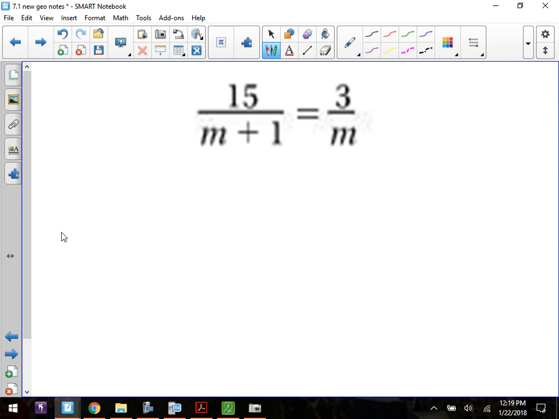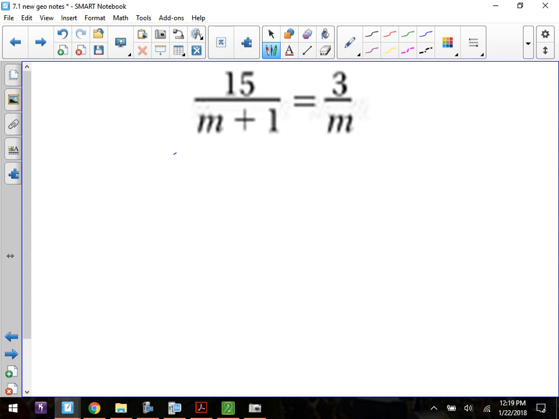Now, it's a style question. You will cross multiply like you would. But remember, this is usually where you guys make a mistake. Reason being, when you cross multiply this out, you get 3 times the quantity m plus 1. What do you forget to do? You forget to distribute all the parts.